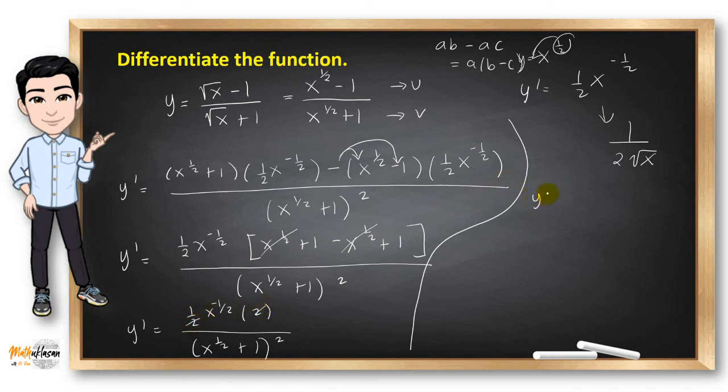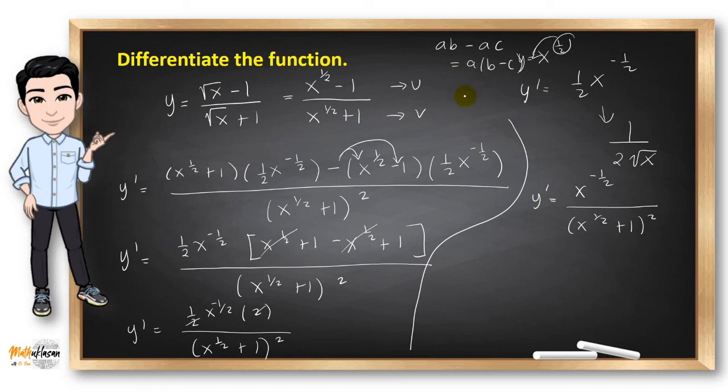So, dito, y prime is just equal now to what? Ano na lang natira sa taas? X raised to negative 1/2. And then, etong nasa baba, it's x raised to 1/2 plus 1 squared. So, ito, depende na kay teacher, di ba, kung i-accept niya na yan. Kasi yan naman na yung derivative natin. Pero pwede nyo pong i-simplify yan.